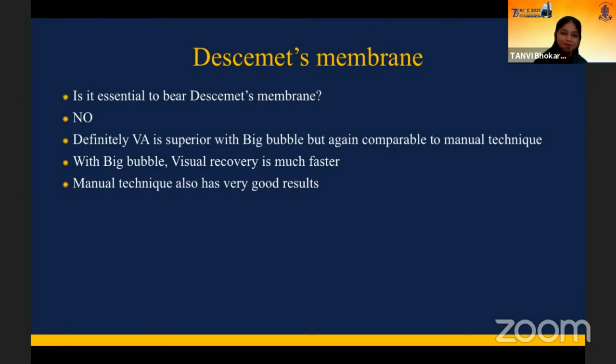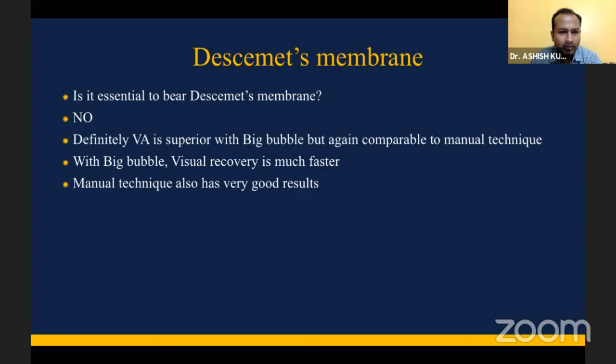Okay, fine. Visual acuity is superior in case of big bubble DALK, but again, it's comparable to manual technique. Definitely, visual recovery is much faster with big bubble. Manual technique also has very good results. If the dissection is close, around 80 microns of Descemet's membrane, the results are pretty good.